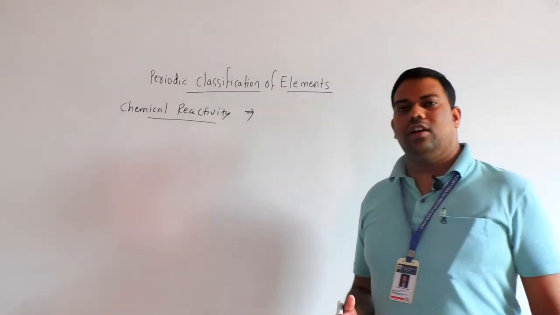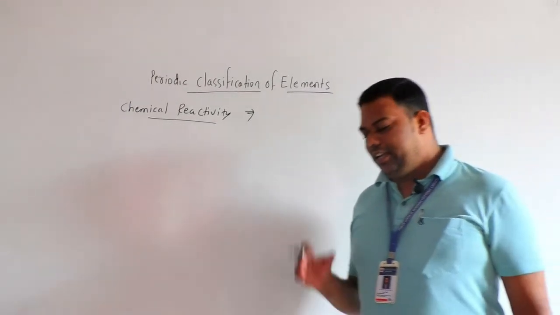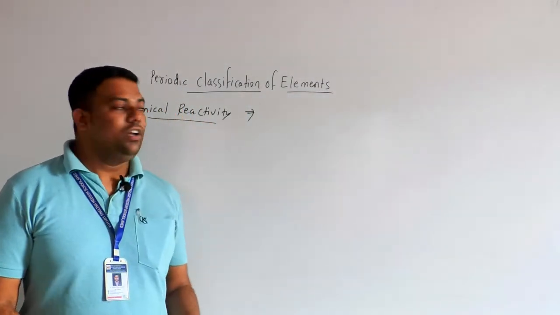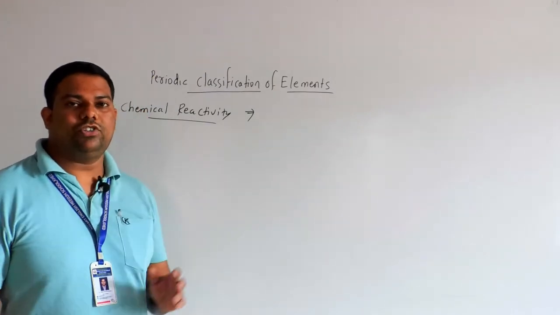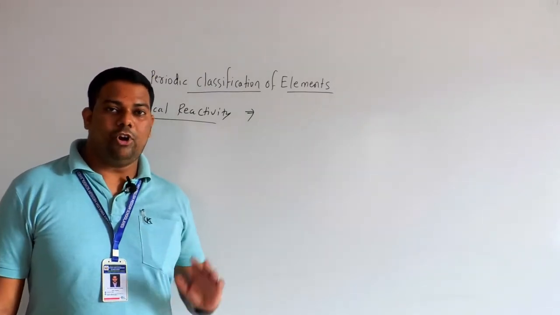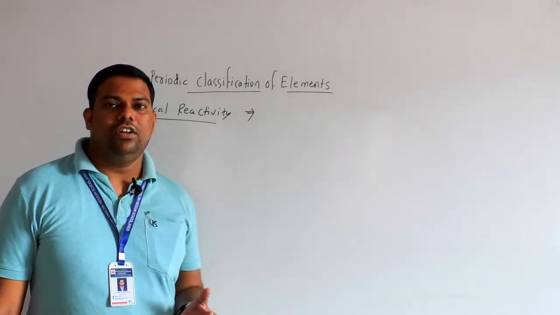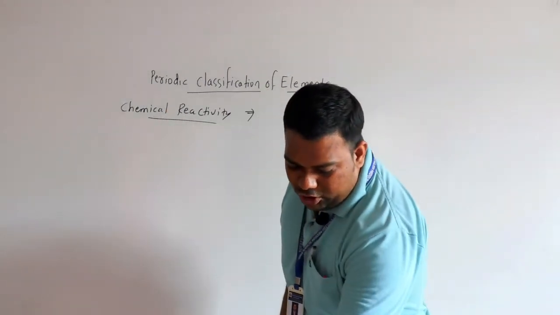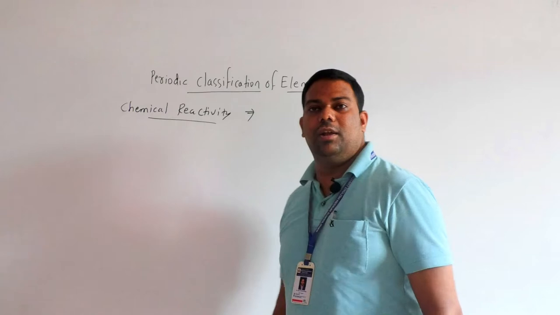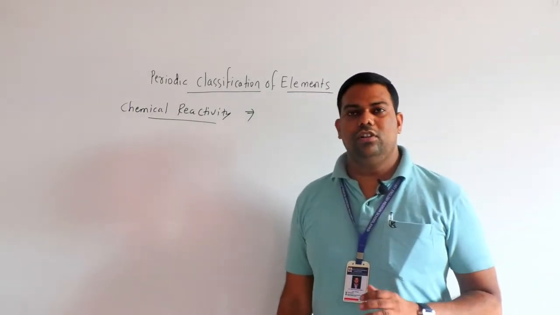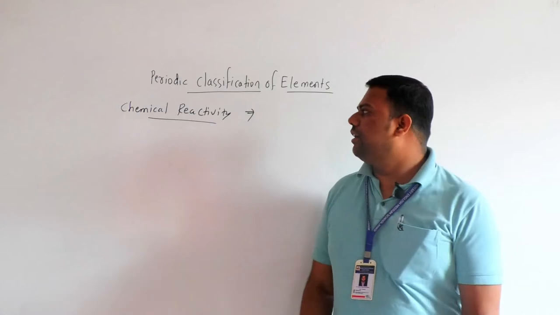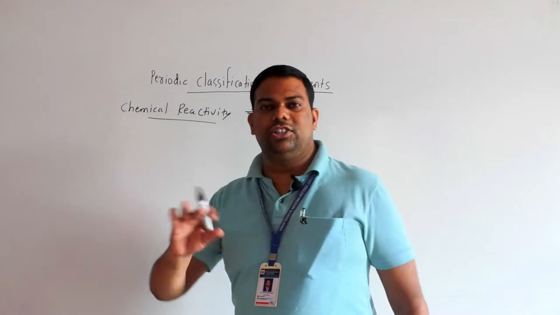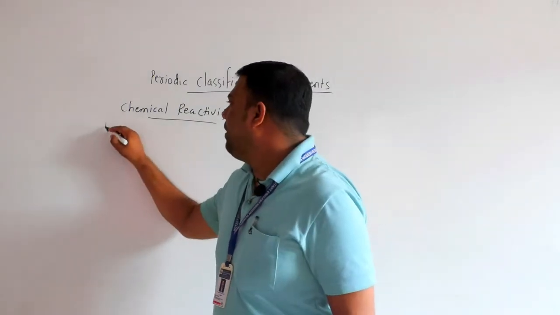As you know, chemical reactivity depends on the position of elements in the periodic table, and also depends on their electronic configuration. So if you are discussing how it varies in a period and in a group, first we will discuss variation in a period.